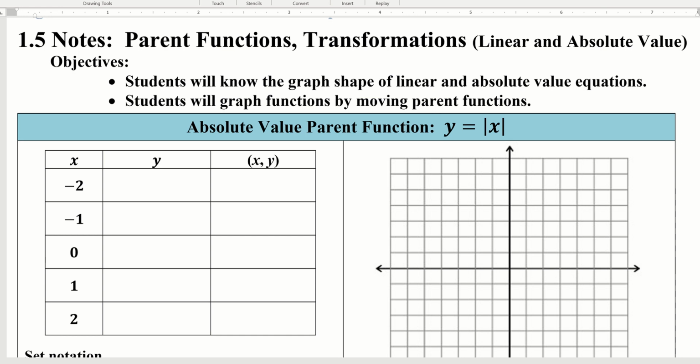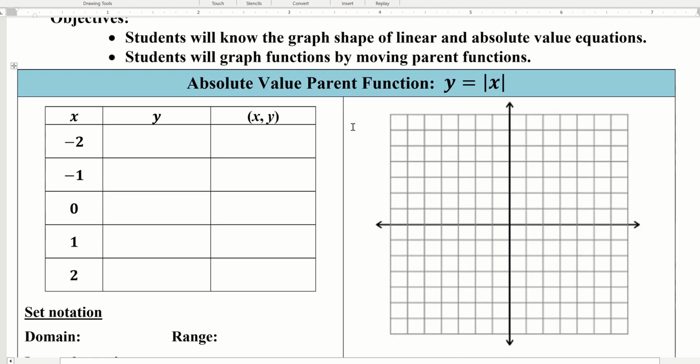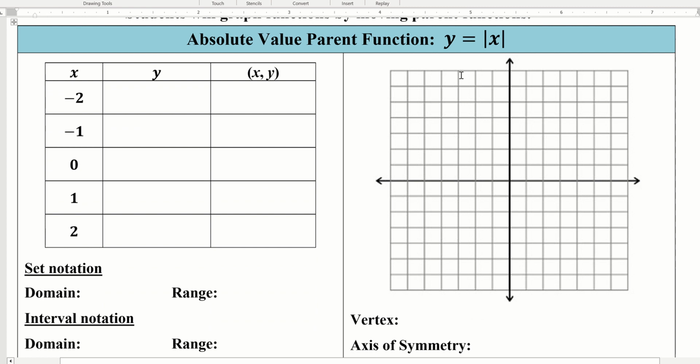Today we're going to go over chapter 1.5, which is parent functions and transformations. Okay, so both of these with linear and absolute value graphs. So a parent function here is the most basic graph that we can have for whatever function we're talking about. Okay, so without any transformations, moving it left to right, up or down, any of that kind of stuff.